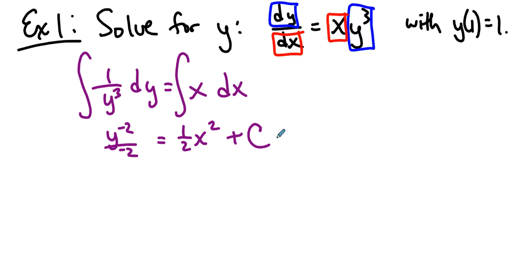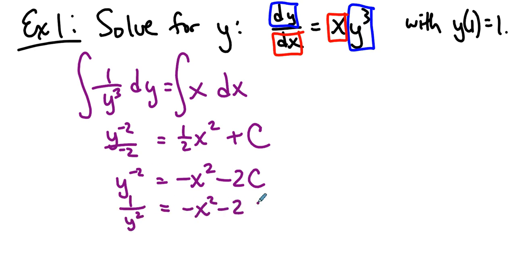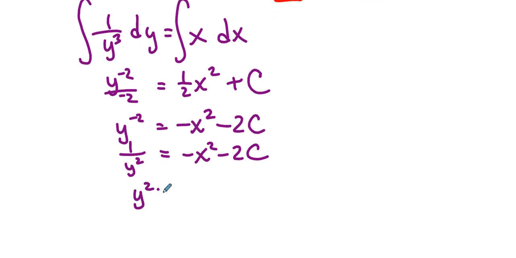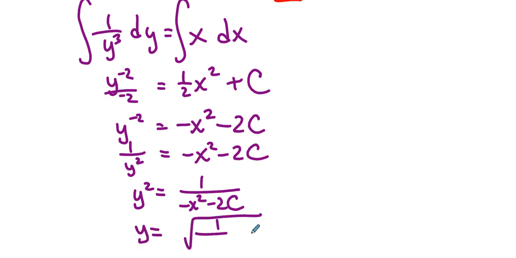And so now it's time to solve for y. We want to solve for y. So let's get y by itself. We'll multiply through by negative 2. That's fine. What is this? This is 1 over y squared, right? And so we can take reciprocals and be fine, right? If two things are equal, their reciprocals are equal. And so y is the square root of 1 over negative x squared minus 2c.